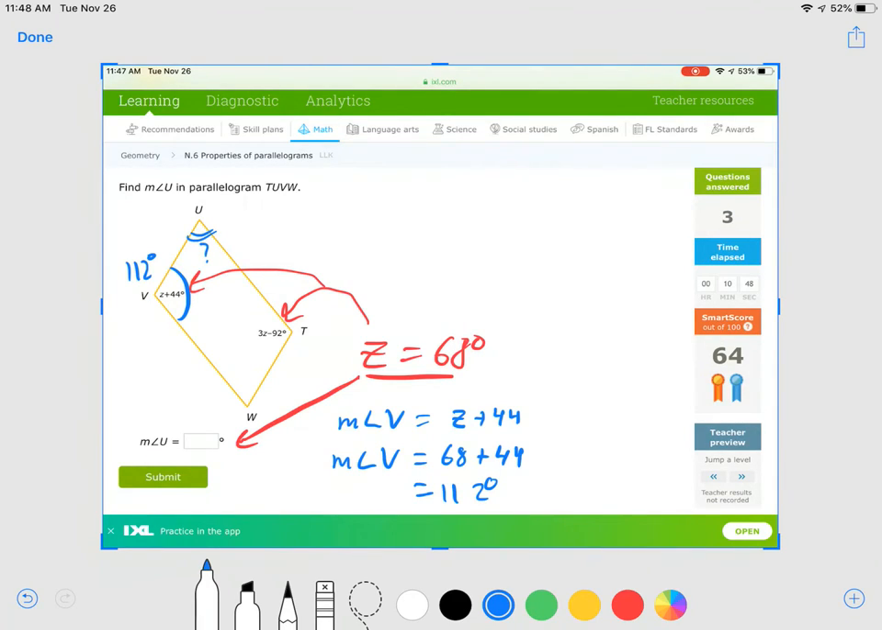So these 112 degrees, what is U? Well, it's a parallelogram, so this one plus this V plus U has to be 180. So if we want to figure out angle U, we can do 180 minus 112, which is 68. What?